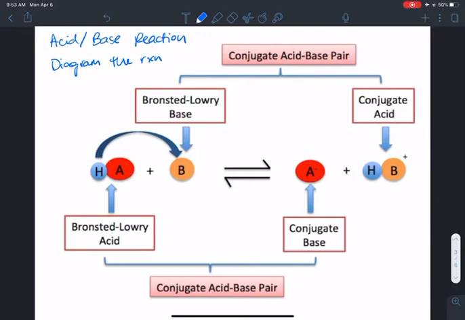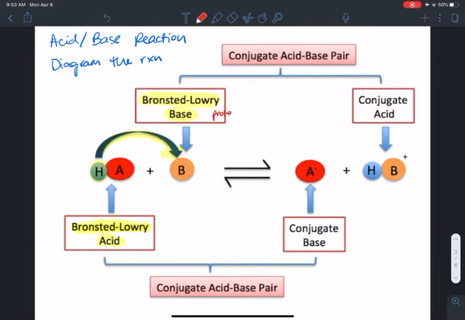And so on the reactant side, let's use the highlighter. You'll see that here we have our Bronsted-Lowry acid. And our definition for an acid is a molecule that can donate a proton. And if you follow this arrow here, you'll see that the proton's being donated to molecule B, which is a Bronsted-Lowry base. And bases are proton acceptors or hydrogen acceptors.